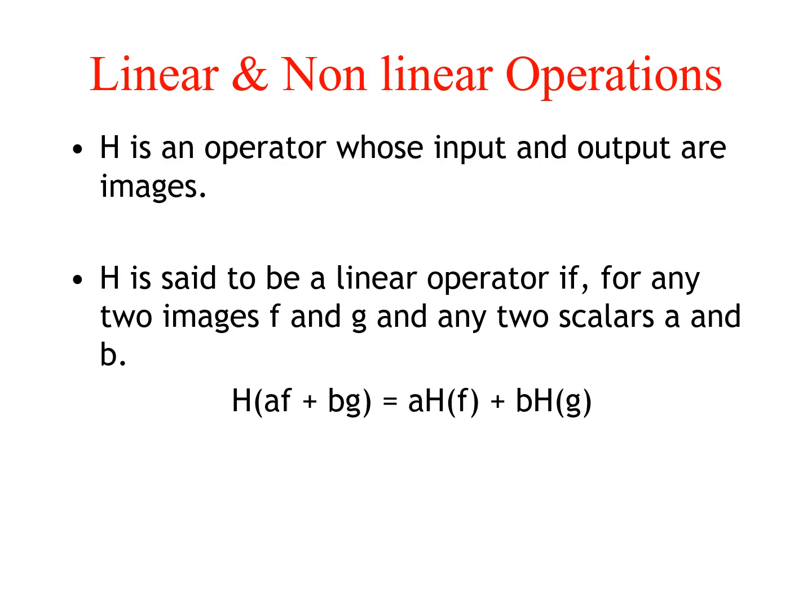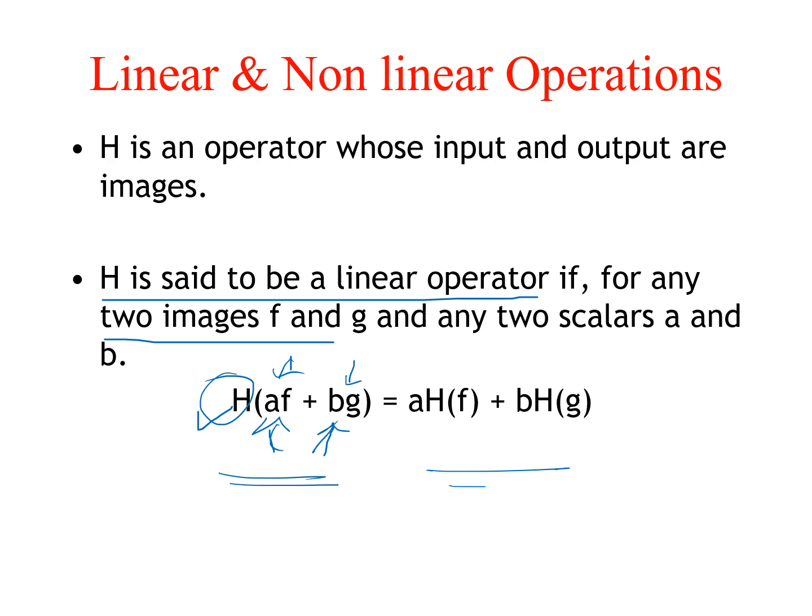Okay. Now what are linear and non-linear operations? H is an operator whose input and output are images. So H is any operation. Okay. So H is said to be a linear operator if for any two images this condition is satisfied. So what is this? A and B are scalar values, any constant, and F and G are the images. Okay, these are images and these are the scalar constants, and this is the operation. Any operation. So what we are saying, if this left hand side is equal to right hand side, then only we can say that H is a linear operation.